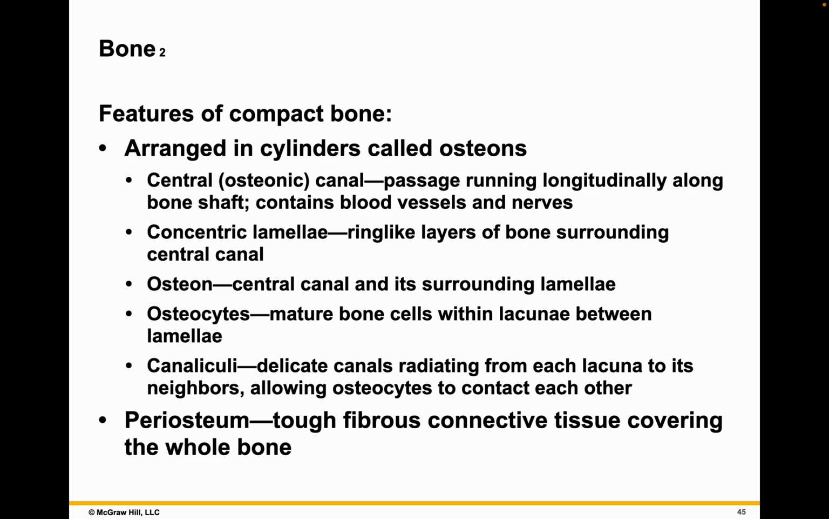Osteocytes are mature bone cells within lacunae between the lamellae, and canaliculi are channels that radiate from each lacuna to its neighbors, allowing the osteocytes to maintain contact with each other. Periosteum is a tough, fibrous connective tissue covering the whole bone.